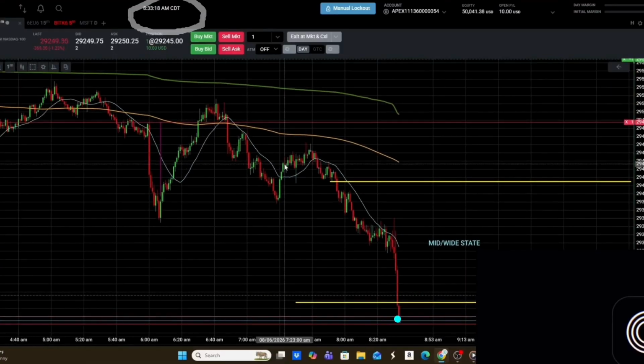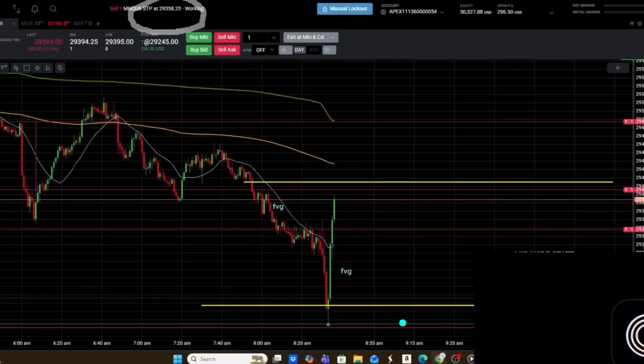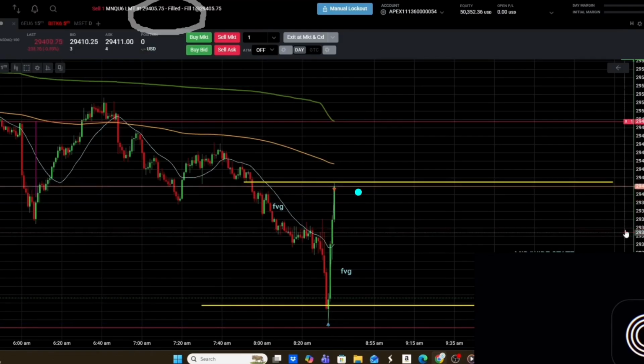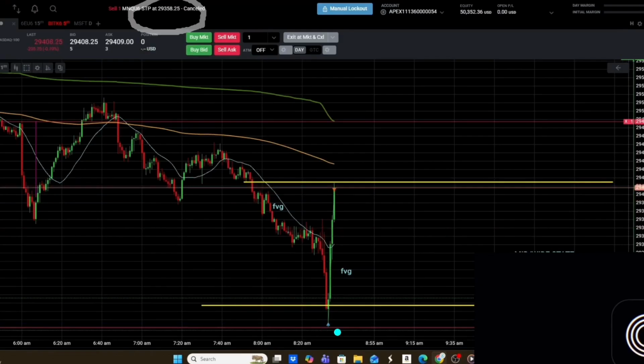When everybody else is selling, they think it's going to keep going. We're buying. Sure enough, look what happens. Price turns. This is called the church steeple. Turns and goes all the way back to the fair value gap, way up here, which is what we figured. Order filled. What we had planned. This is the church steeple. That's what you do when price is in a wide state.